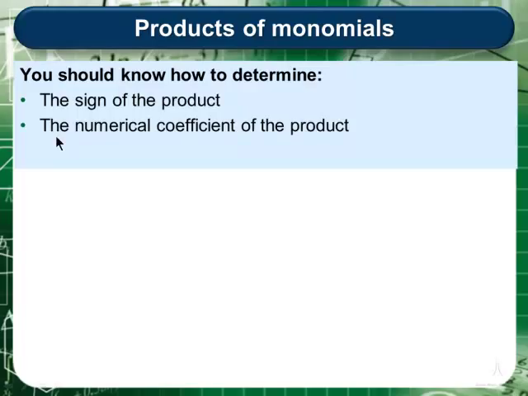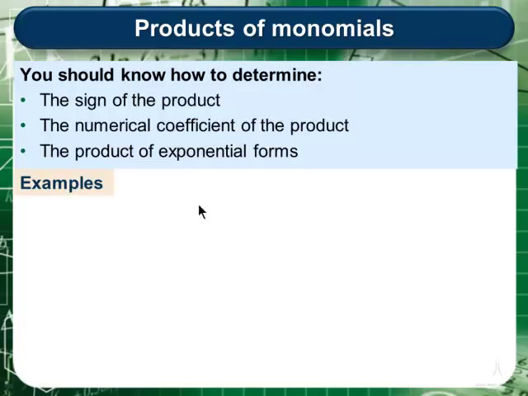You also need to know the numerical coefficient of the product, that is, the multiplicative constant as a factor of such a product. And also, you need to know the product of exponential forms. So you need to know how to apply the exponential rules when two exponent forms are multiplied together. Let us have a look at a few basic examples of this type of product.